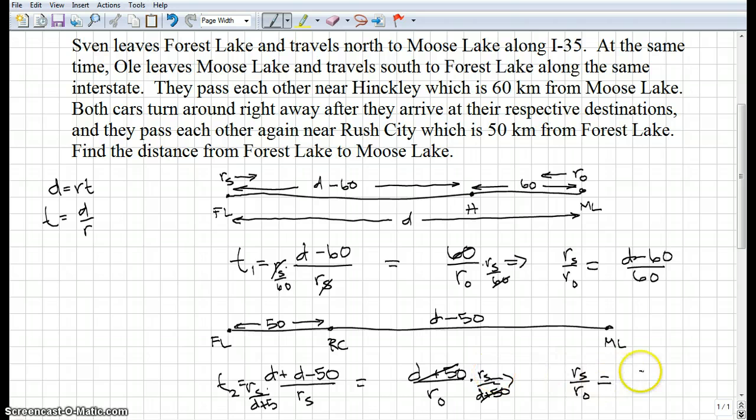And over here we've got 2D minus 50. I'm just combining the D and the D. It's 2D. And then on the bottom, this should be 50, shouldn't it? On the bottom, we've got D plus 50. Okay? So now we have two expressions for the ratio of their rates in terms of the distance they've traveled. And since their rates haven't changed, the ratio of their rates hasn't changed either.